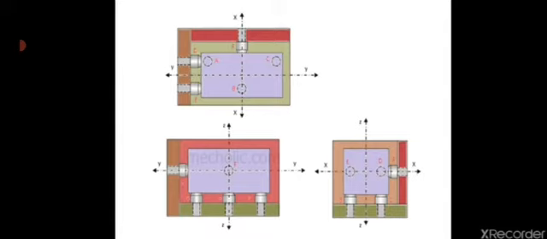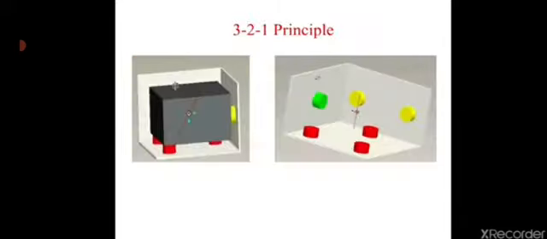Next, another pin is placed on the second vertical face of the fixed body, which again arrests another degree of freedom. The diagram clearly indicates how the workpiece is properly placed in that position. That is called the 3-2-1 principle.